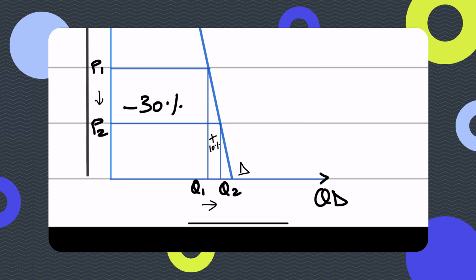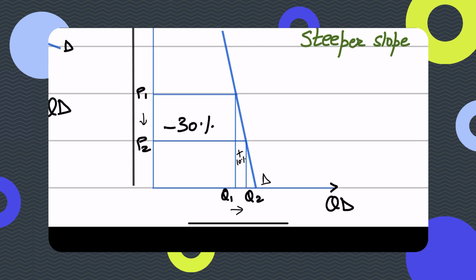Now, if you look at the demand curve, guys, you can see that the price is going down by 30%. Again, imaginary numbers, but the quantity demanded is going up by 10% only.